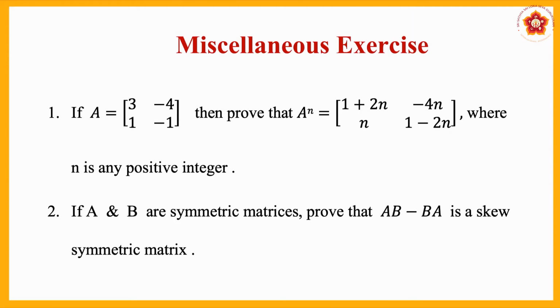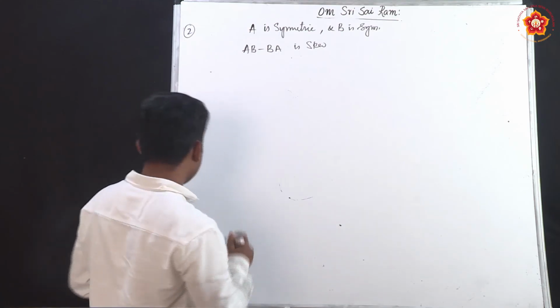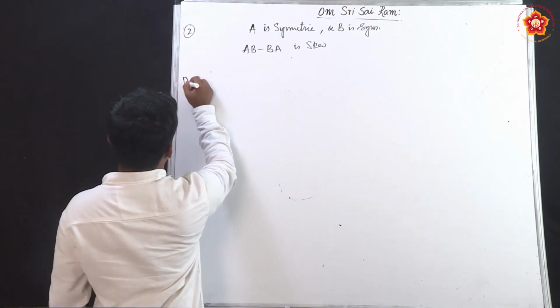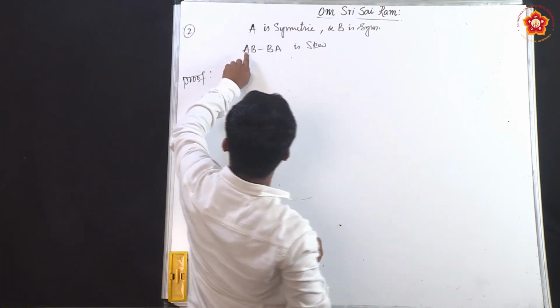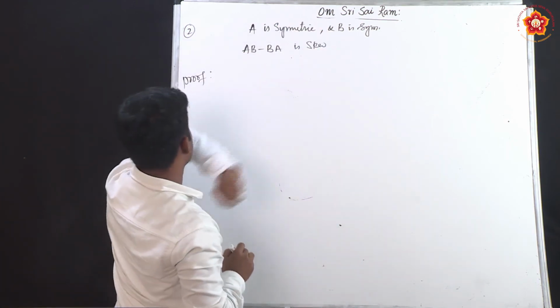Next problem. The problem is A and B are symmetric matrices. We have to prove that AB minus BA is a skew symmetric matrix. So, when you say A is symmetric, I am going to prove it here. See, A is symmetric, B is symmetric, we have to show that AB minus BA is a skew symmetric matrix.